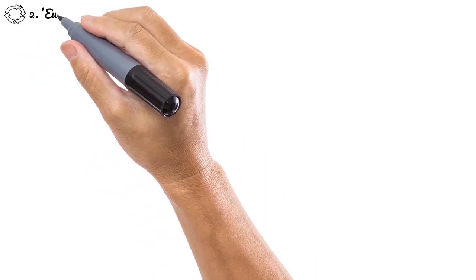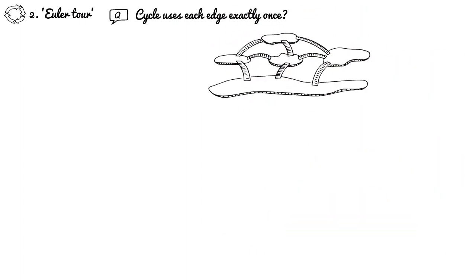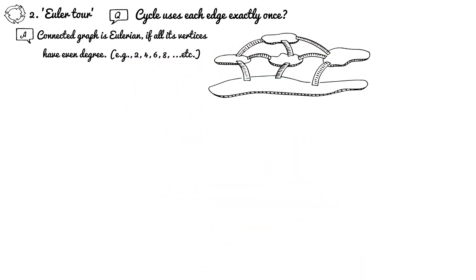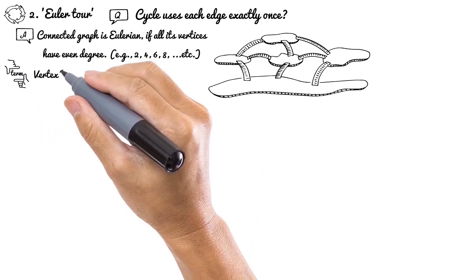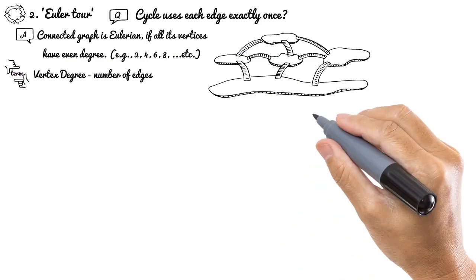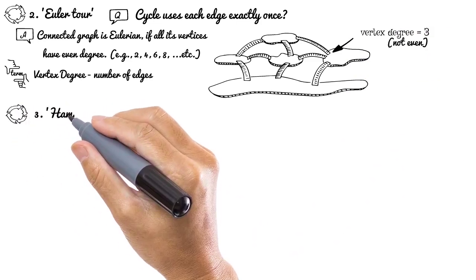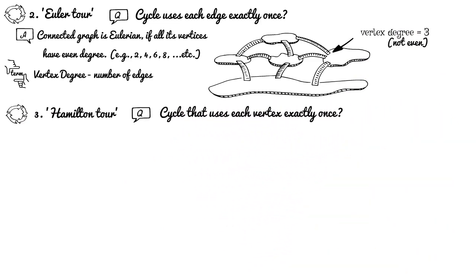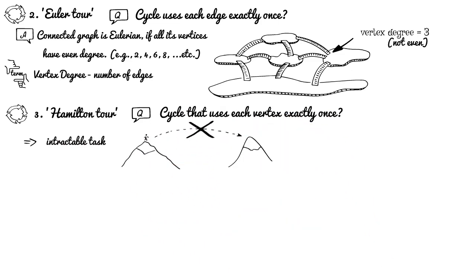For Euler tour use case, is there a cycle that uses each edge exactly once? The answer is connected graph is Eulerian if and only if all vertices have even degree. Remember degree term? It's about number of edges to vertex. So for this graph, we cannot find an Eulerian cycle, because at least this vertex does not have even degree. Another Hamilton tour use case with the question, is there a cycle that uses each vertex exactly once? It's actually intractable task. It's enough for this video for cycle group use cases.